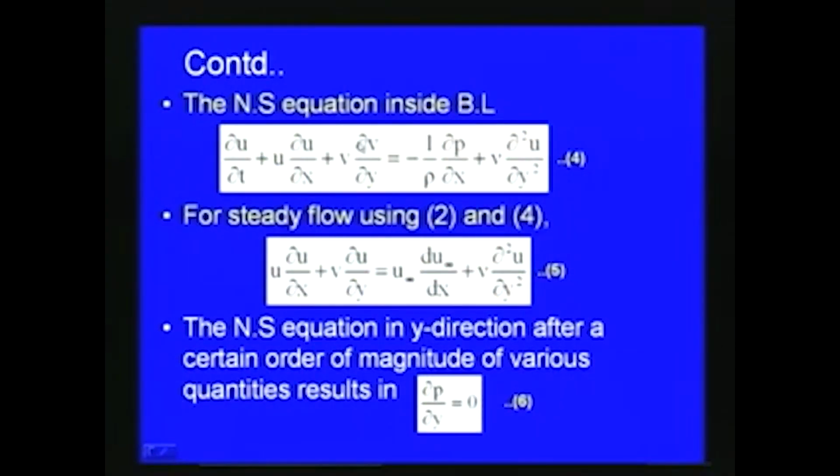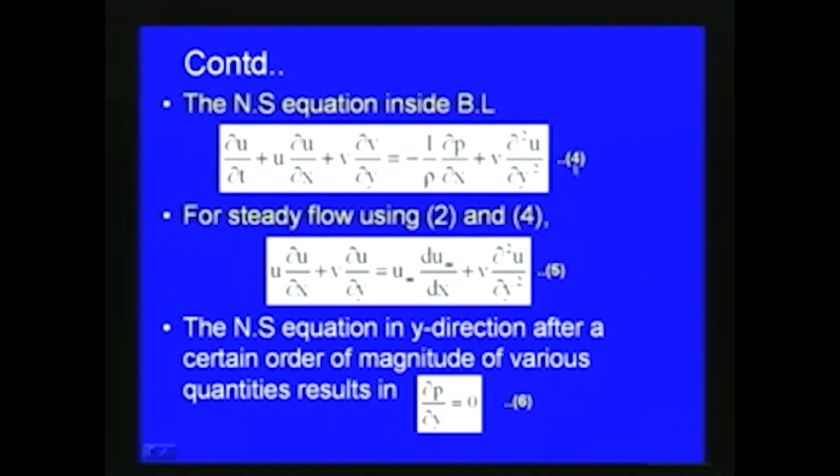Now inside the boundary layer, as we discussed, Prandtl considered the variations in the flow, and he considered the Navier-Stokes equation as such. If we consider two dimensional flow, the Navier-Stokes equation inside the boundary layer we can write as del u by del t plus u into del u by del x plus v into del u by del y is equal to minus 1 by rho del p by del x plus nu into del square u by del y square, where u and v are the velocities in the x and y directions, rho is the density, p is the pressure, and nu is the kinematic viscosity of the fluid.